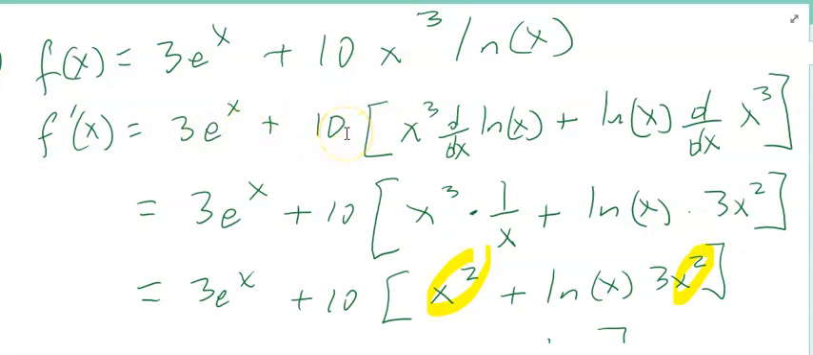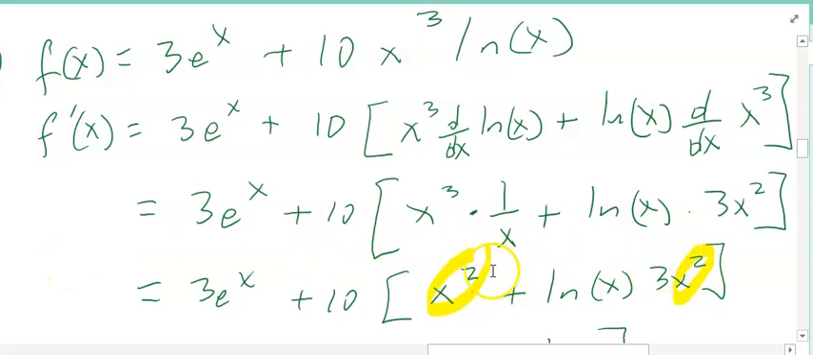Plus 10. The x cubed times ln x, we have to see that as a product, so we apply the product rule. That is the first times the derivative of the second, which is x cubed d/dx ln of x, plus the second, which is ln x, times the derivative of the first, which is the derivative of x cubed. Our next step, we find the derivative of ln of x, which is 1 over x, and the derivative of x cubed, which is 3x squared. Bring everything else down.